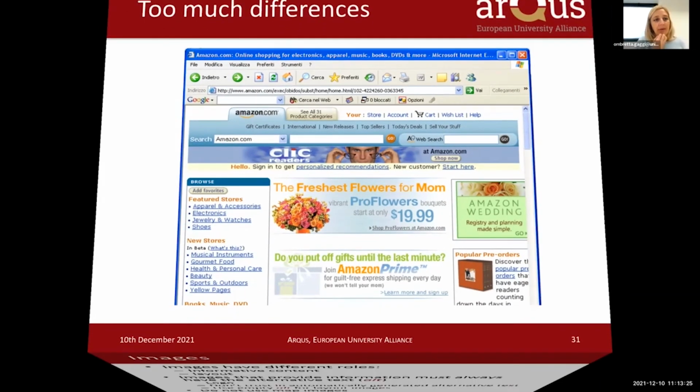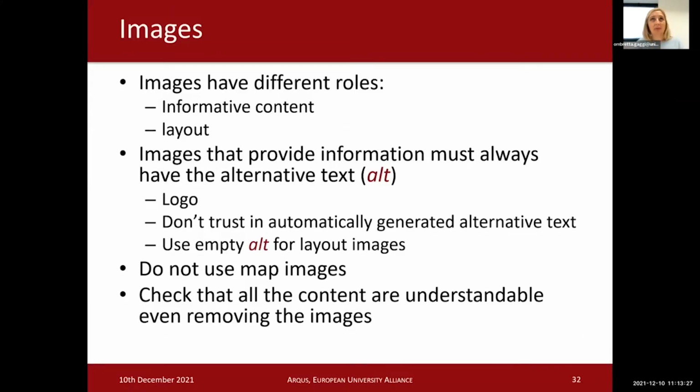Okay, images have different roles. Images can be of a simple presentation, so of layout. In this case, I do not need to do anything more. Or images can have an informative context. If it has an informative context, I need to provide this information using text. For those of you that are familiar with HTML, we use the alt attribute.